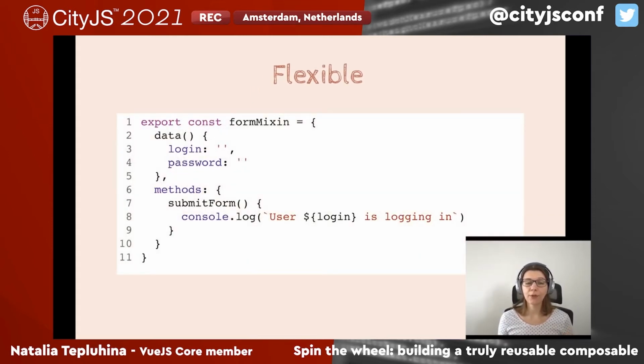In Vue 2, we had a tool for abstracting logic and separating it, which was a mixin. And a mixin is just an object that contains the same properties that a Vue component can contain. So here, for example, we have login and password as a reactive state of the component in the mixin, and we have a method to submit a form.